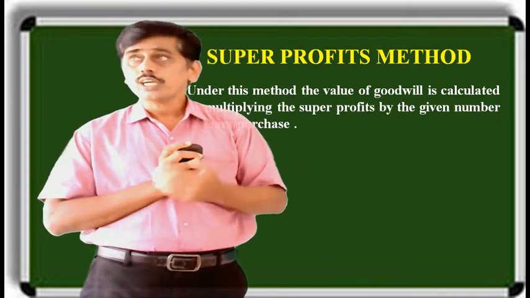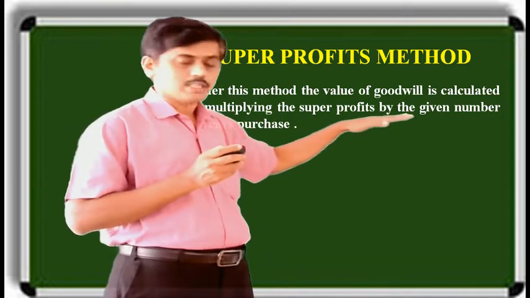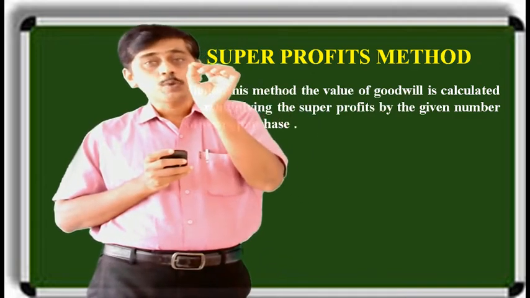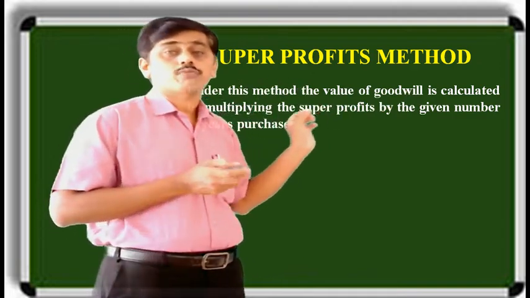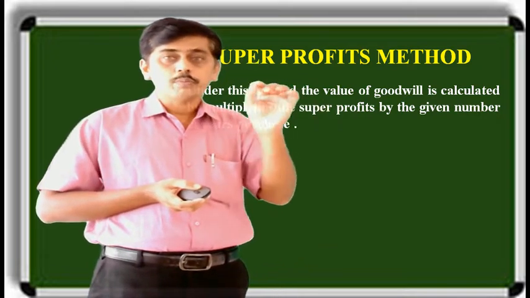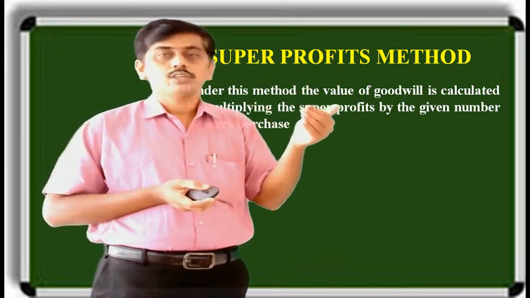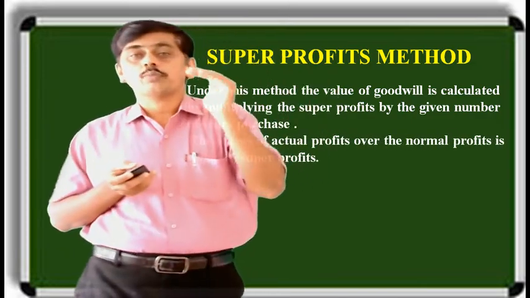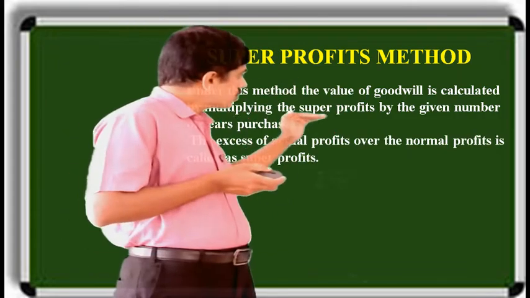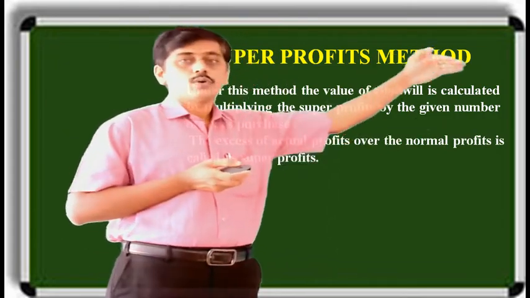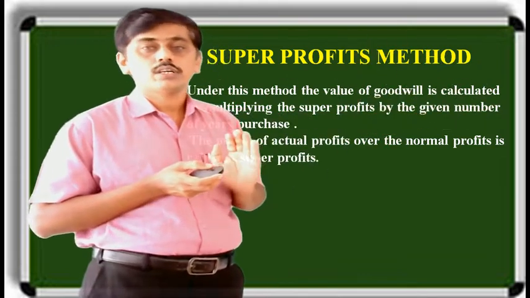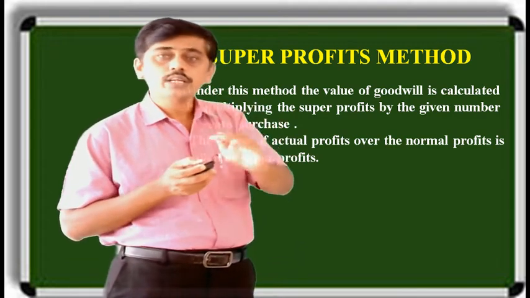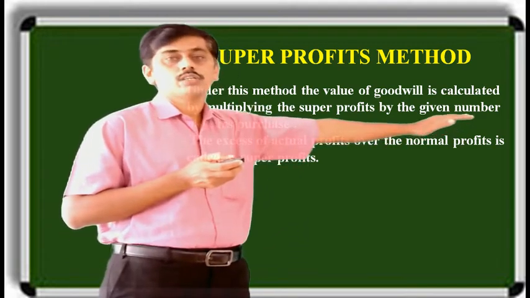Now the question arises, what is super profit? One is the profit or average profit we have seen in the earlier method. Here, super profits is to be multiplied by number of years purchased. What do you mean by super profits? Super profits is the profit over and above the normal profit, or the excess of actual profit over the normal profit is called super profits.